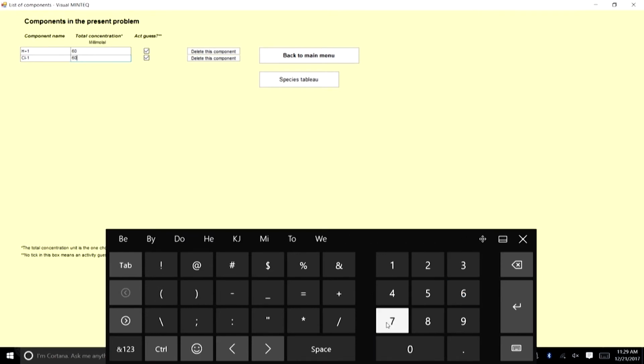Again, why are H total and Cl total the same? So we don't need to go back to our particular iteration. It's because the only source of H total and Cl total is HCl, right? So we are going to move on with that. Back to main menu.